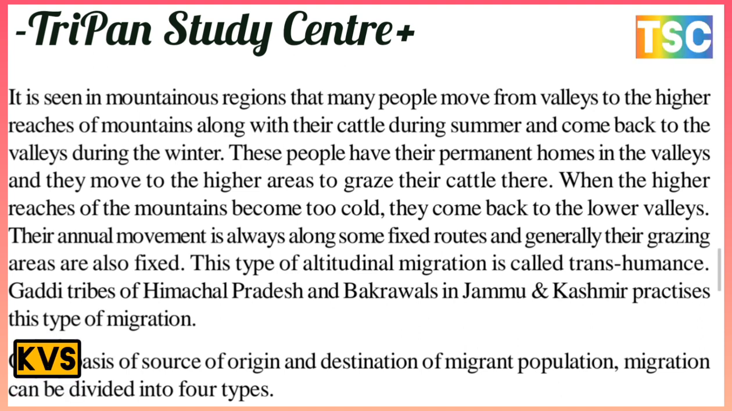In mountain regions, many people move from the valley to the higher reaches along with their cattle during summer and come back during winter. These people have a permanent home in the valley, and they move to the higher areas for grass for the cattle. When the higher reaches become too cold, they come back to the lower valley. The animal movement is always along some fixed route, and the grazing areas are also generally fixed. This type of altitudinal migration is called transhumance.